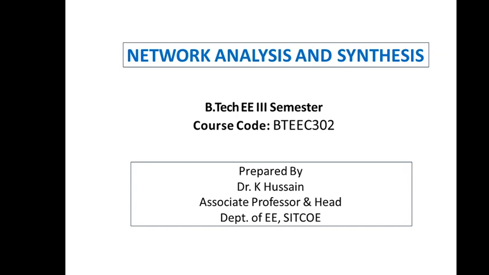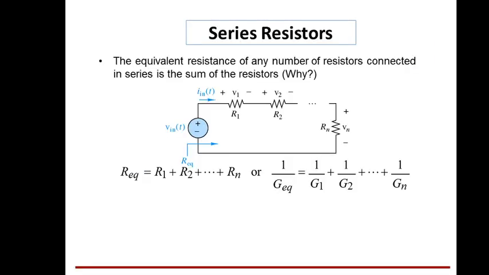In the last video also I have explained about the connection. If the elements are connected in series, the total or equivalent value of the resistance is equal to the sum of the individual resistances. For example, if I take this circuit, all the resistors are connected in series, R1, R2 and so on.